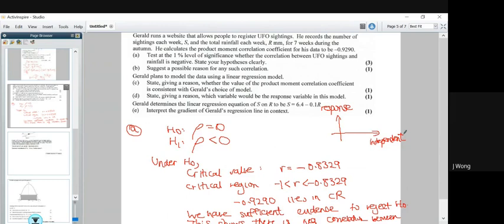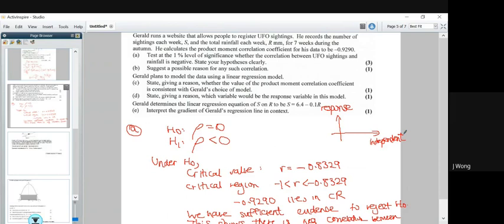Part C: he plans to model the data using a negative regression model. State, giving a reason, whether the PMCC is consistent with his choice of model. The answer is yes. It's consistent with his choice of model because the value of r is really close to -1. It's minus 0.9290. You can't really get better than that in reality.